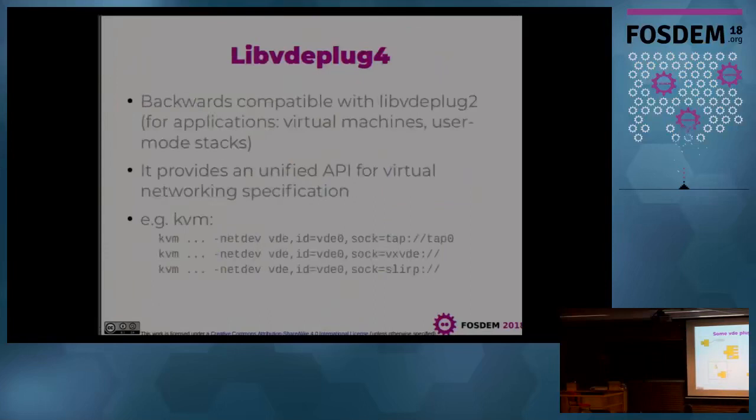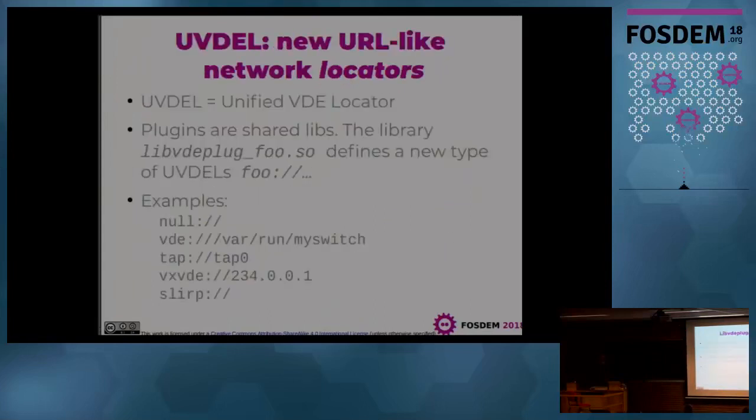And as you can see from this slide, let's have a turn back, the new idea is that you can load and use each kind of plugin using a kind of descriptor, a locator, which is similar to the URL for the web. You have the technology and a description, with parameters which are specific for each technology. For example, this is the null, the VDE2 compatible form, the tap, the new VXVDE, SLIRP, and so on.